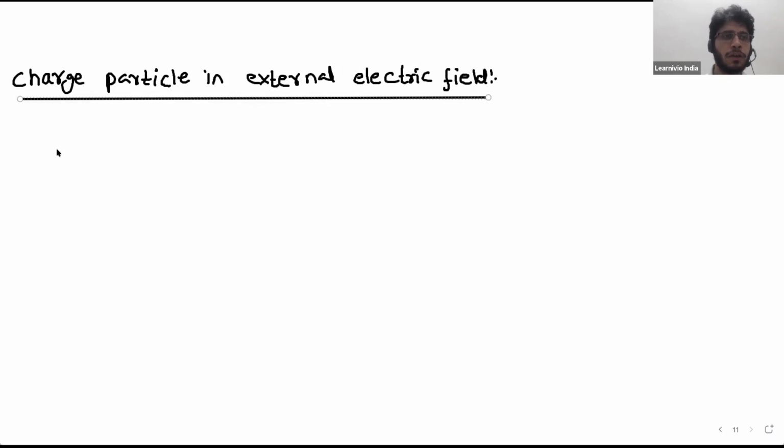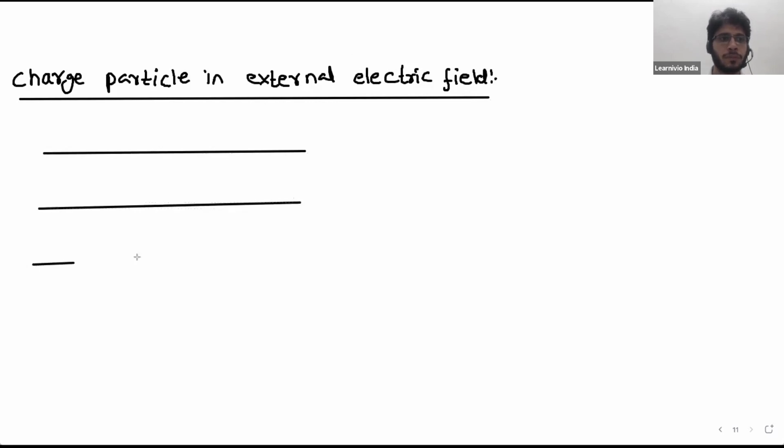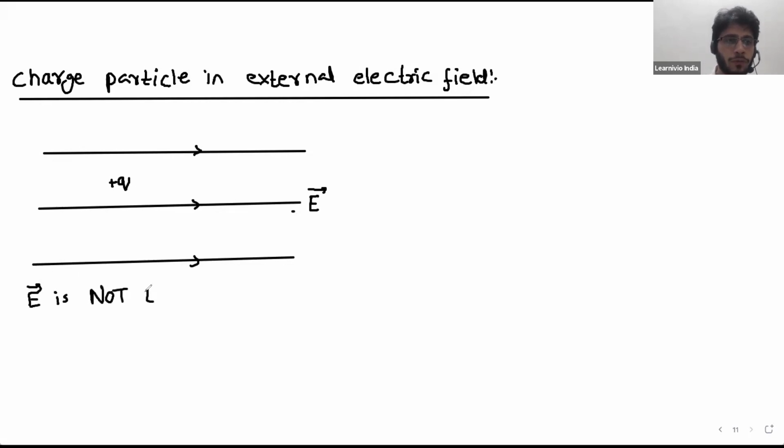So if I take some electric field, E, and I place a charged particle here. This field E is not due to this charge small q. This field is external to this charge q. This charge q is not generating this field. This charge q will generate its own field, but that's not E. So I'm writing explicitly that E is not the field of q.